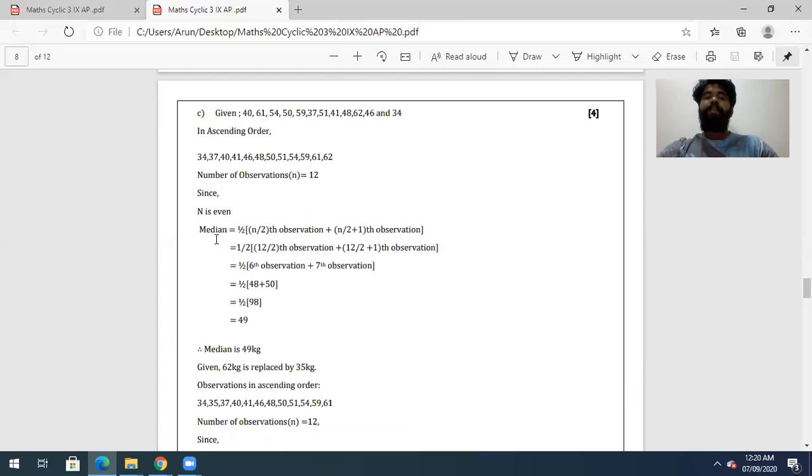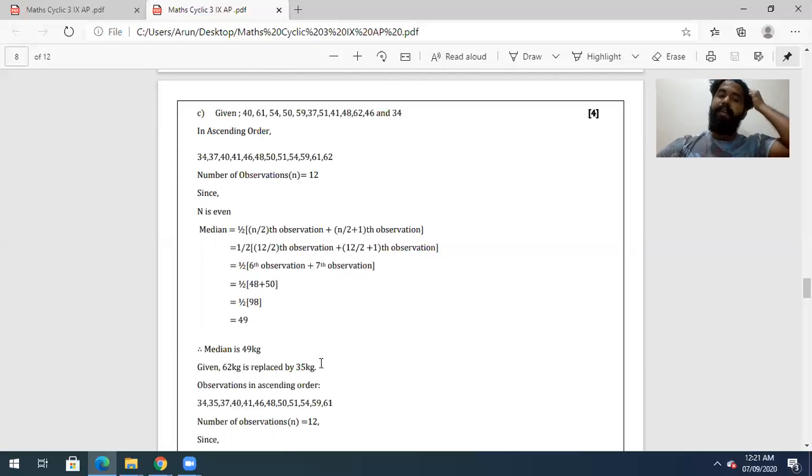Since n is even, median would be half of the n by 2th observation plus the n by 2 plus 1th observation. So half of the 12 by 2th observation plus the 12 by 2 plus 1th observation. So half of the 6th observation plus the 7th observation. The 6th observation, as you can see out here, first, second, third, fourth, fifth, sixth, is 48. The 7th is 50. So half of 48 plus 50, which is half of 98, which is equal to 49. So therefore, median is 49 kgs.